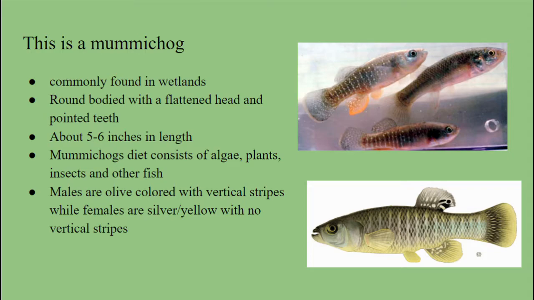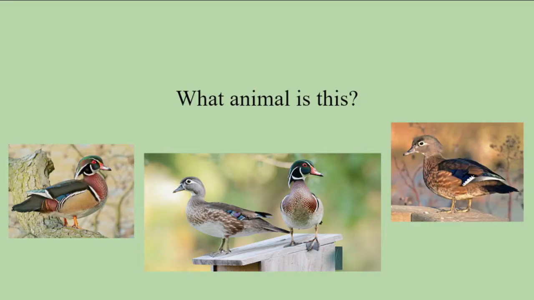The females and males have different coloring as well. The male mummichogs are olive colored with vertical stripes, while the female mummichogs are silver and yellow with no vertical stripes. Do you know what animal this is?